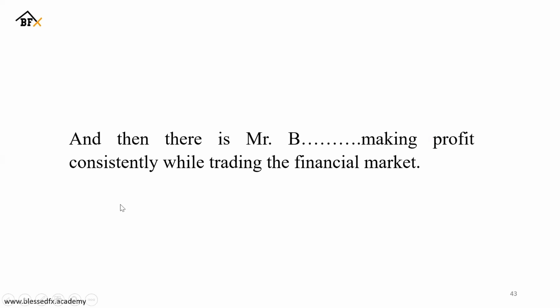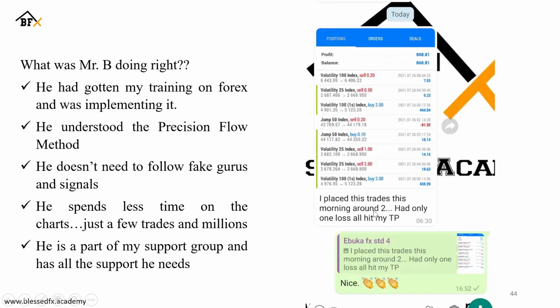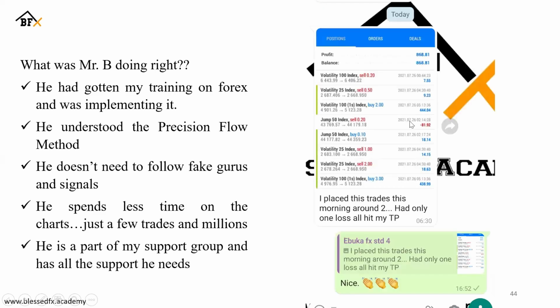And then there is Mr. B, the second guy. He was making profit consistently while trading the financial market. Take note of the dates. It was around 2021, right? 2021. This was also 2021-07. This one was 2021 August. This was 2021 July, right? So around July, December 2021, like I said, they came to me around the same time.